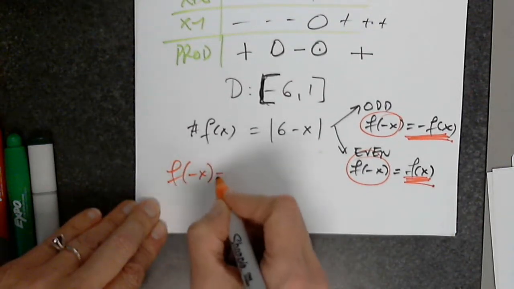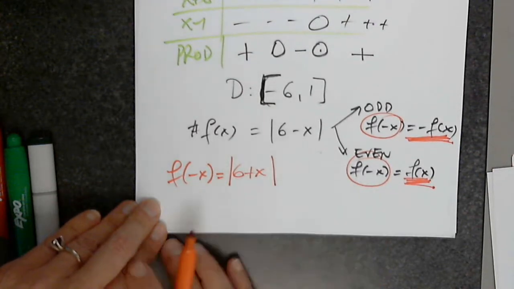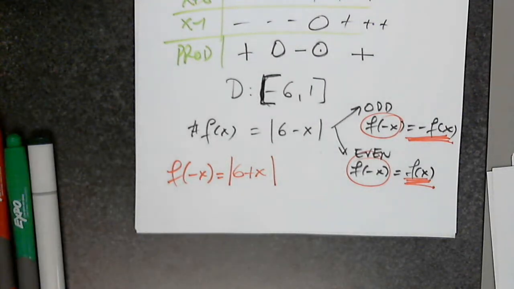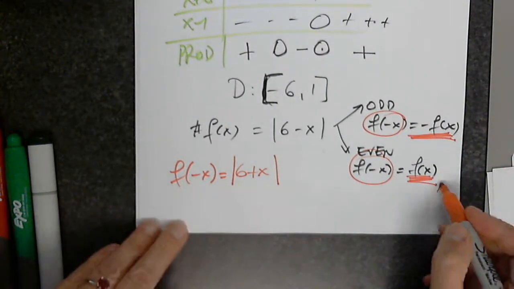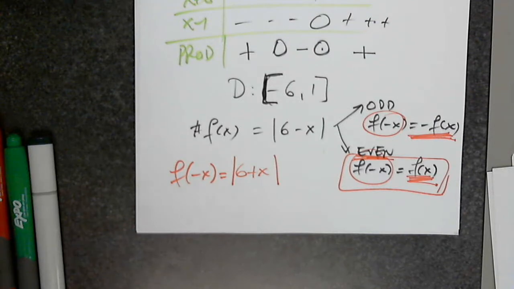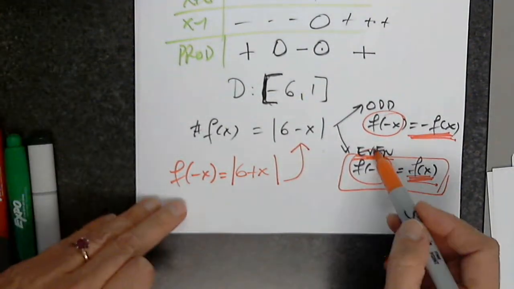So f of -x is the absolute value of 6 plus x. Yeah, minus and minus. Okay. So does the absolute value of 6 plus x equal the absolute value of 6 minus x? The answer is no. They are not the same. So for us to conclude that the function is even, I have to show that f of -x equals the function. Well, that's not the case.